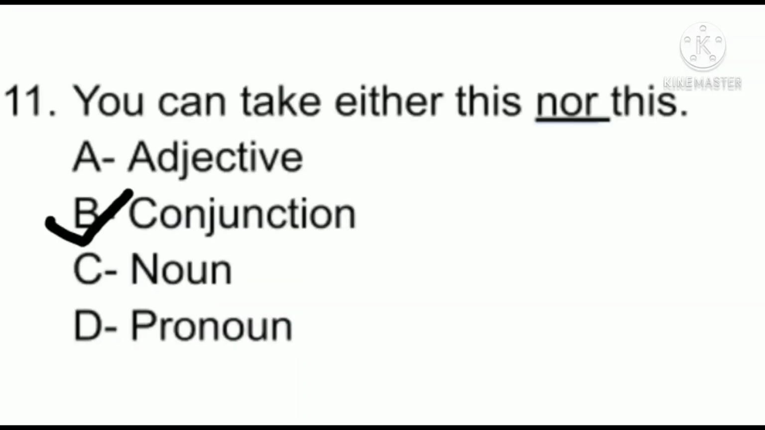Okay, now let's get into next question. That is, you can take either this nor this. Here the underlined word is nor. And the correct answer for this is conjunction. Why conjunction? Because you can take either this is a sentence. And this is another sentence. Here nor is joining two sentences. So it is conjunction.